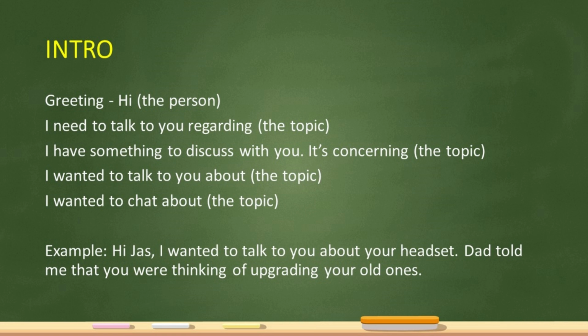This one may be better when the topic is something formal or serious. You can say, "I need to talk to you regarding so-and-so. I have something to discuss with you. It's concerning something." And the next two are likely to be used on something more casual. You could say, "Oh, I wanted to talk to you about something," or "I wanted to chat about something."